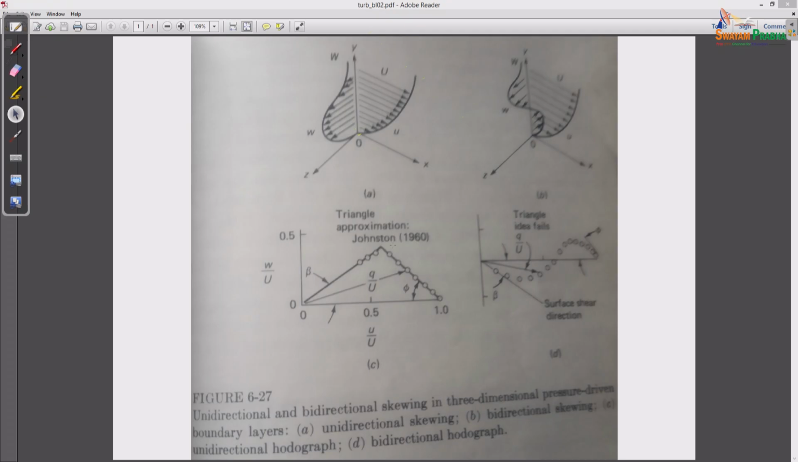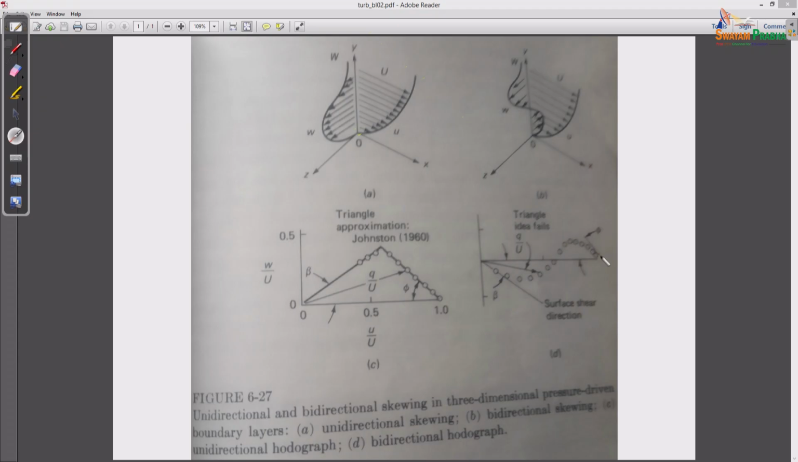Here, this is the resultant velocity, and in the fourth plot this is the direction of the surface shear. This is the resultant velocity, and this is the hodograph. As you can see, this is beta and this is phi, and here the triangle idea actually fails. It doesn't work at all, so it's not going to be able to generate something like this.